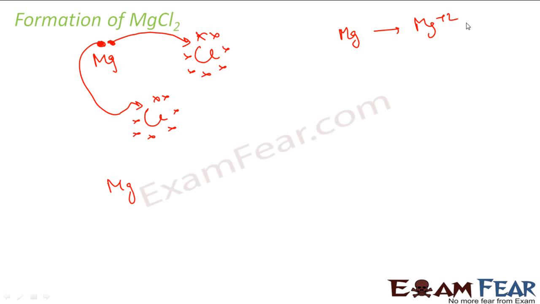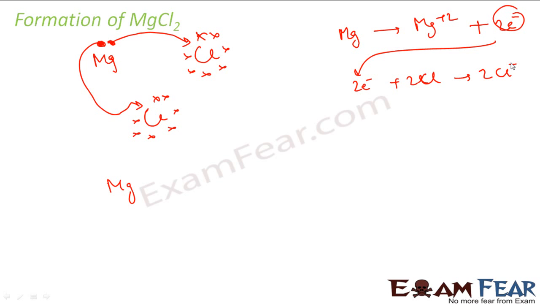Mg has given 2 electrons, so it has got a Mg plus 2 charge. These 2 electrons are taken by 2 chlorine atoms, so 2 chlorine minus. Correct? So if you see, it has Mg plus 2.